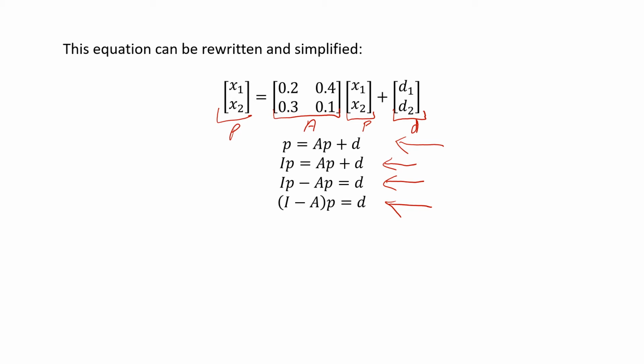So if you know what P is, you can calculate D with simple multiplication. If on the other hand you know what D is, you can figure out what P is using the techniques we've seen up to this point.